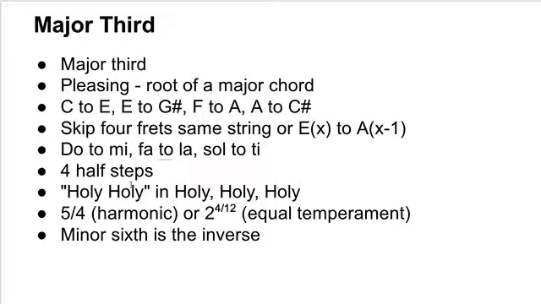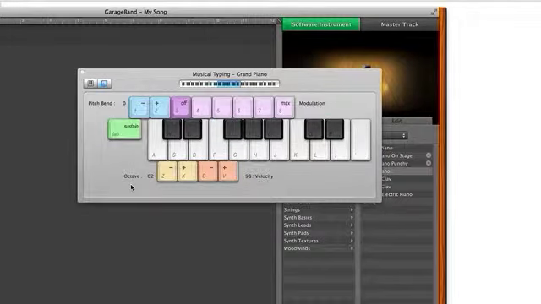Again, the inverse of a major is a minor, so the inverse of a major third is a minor 6th. So if C to E is a major third, then the inverse of that is going to be E to C, and that's a minor 6th.